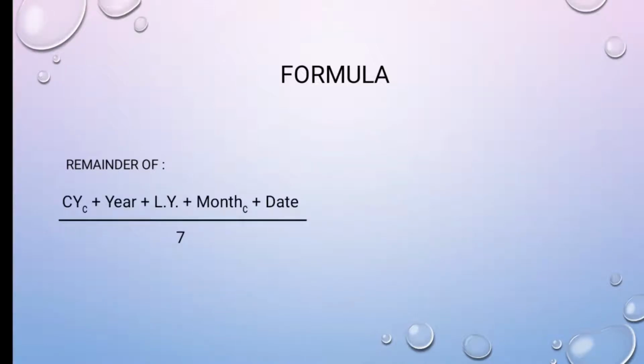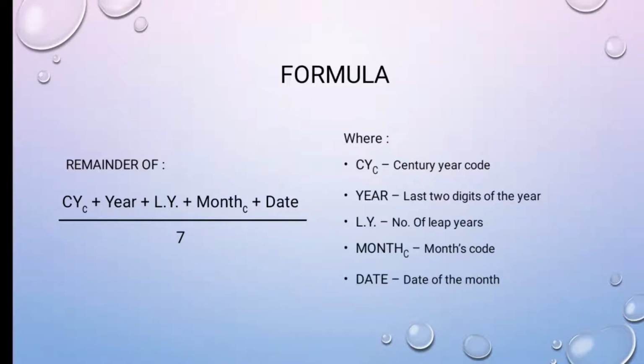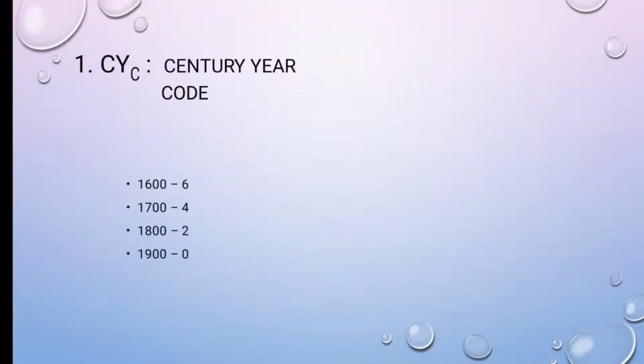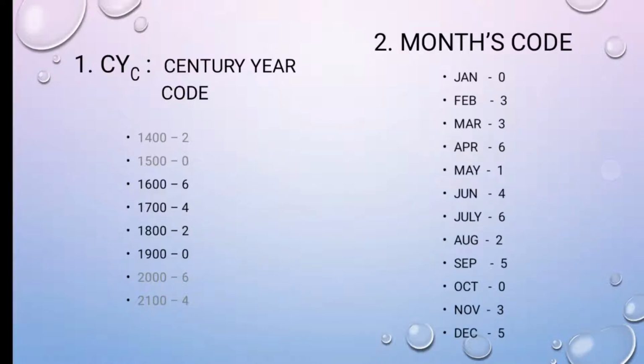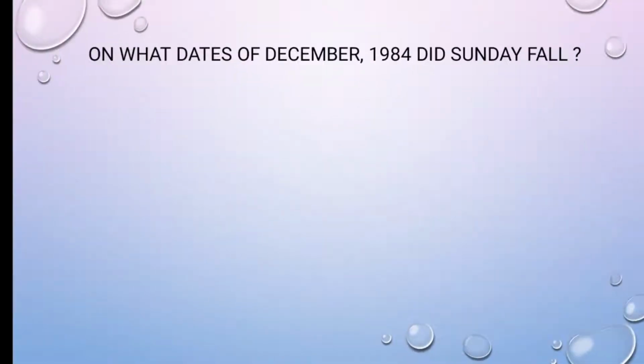Now, the formula that we had already discussed is: CY, century year code, plus leap year plus year plus month code plus date, when divided by 7, gives the remainder, and the parameters were like this. And now the codes that we have already discussed, I'm writing them again for a quick revision of the months code. Now let us go to the next type of question, that is how to find the dates.